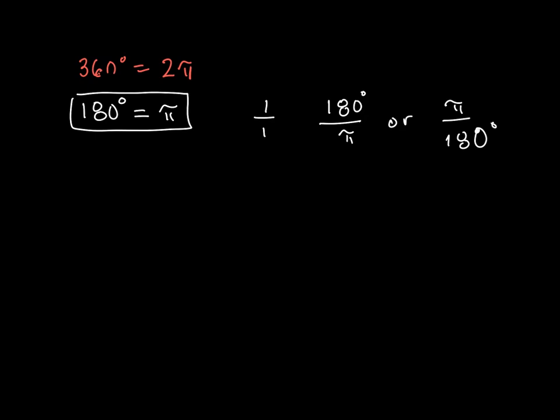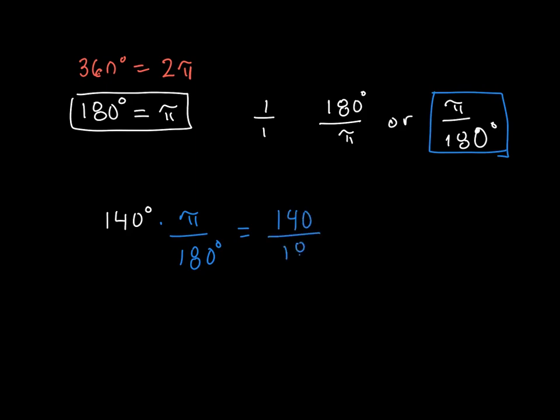So let's say I have 140 degrees. Because degrees is in the numerator, I want to get rid of the degrees by putting that in the denominator. So I multiply that times pi over 180. Those degrees will cancel out, and I just have 140 over 180 pi. Then I reduce that, and that gives me 7/9 pi. So that is going from degrees to radians.